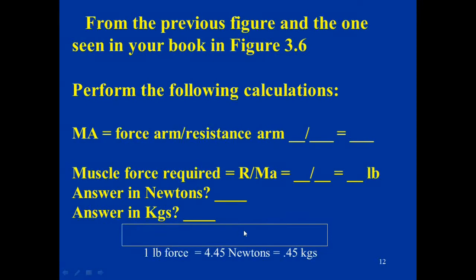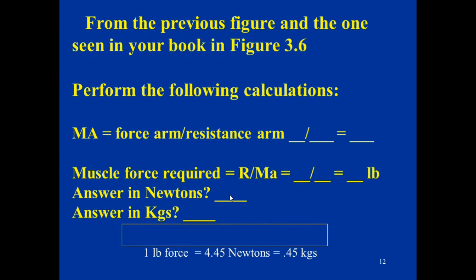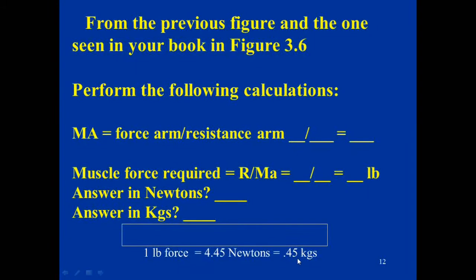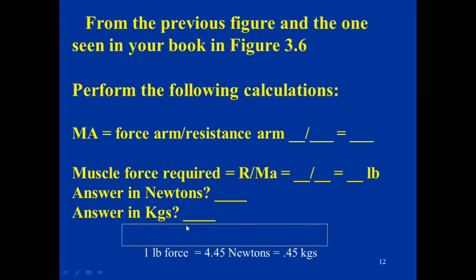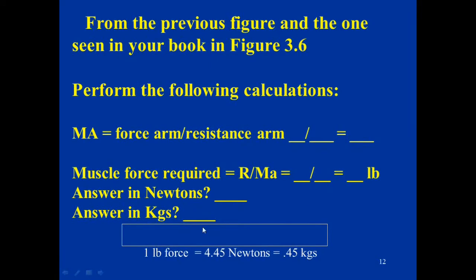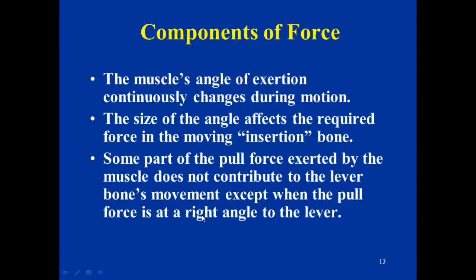So it roughly calculates out to about 222 newtons, or about 22.2 kilograms. Why? Because 1 pound of force equals 4.45 newtons, or 0.45 kilograms, and it's just a matter of moving a decimal over 1 when going from newtons to kilograms. I will expect students to know, when they do these calculations, how to go from pounds to newtons to kilograms.